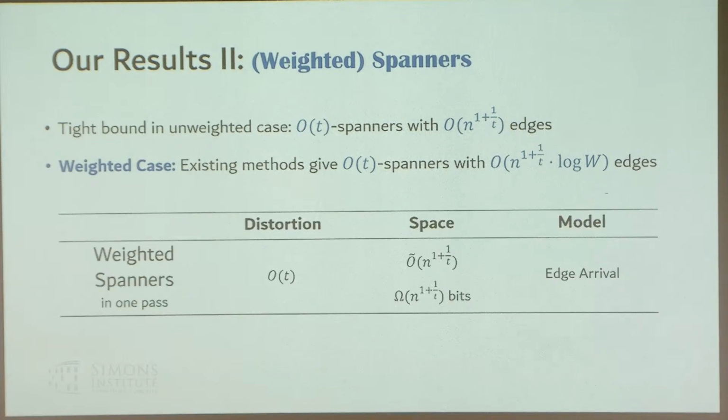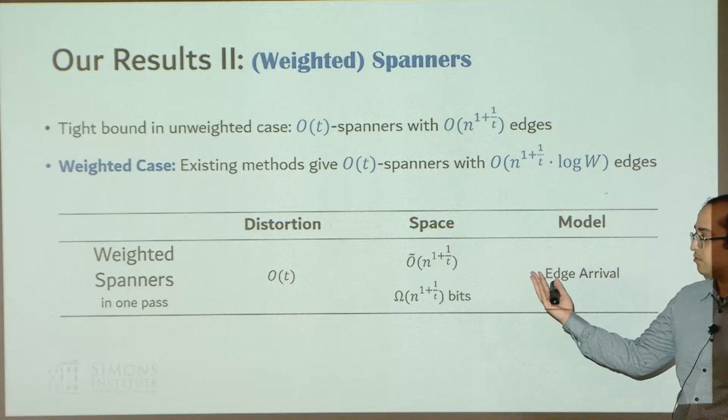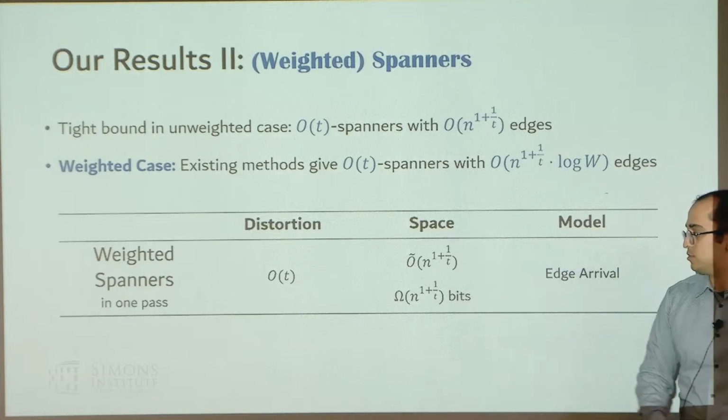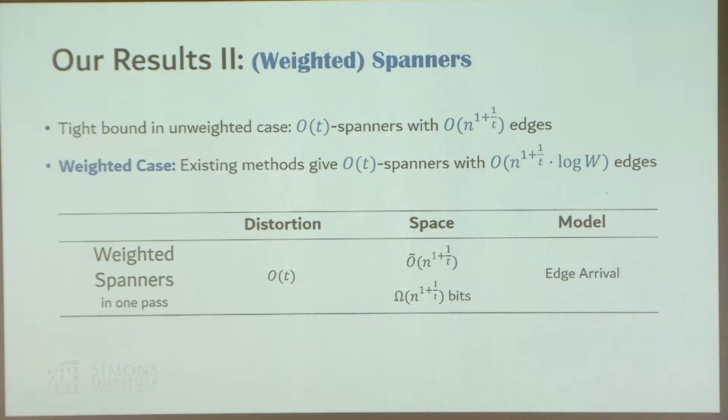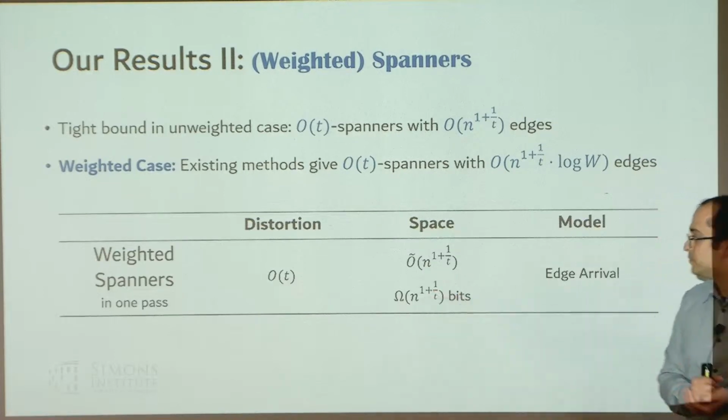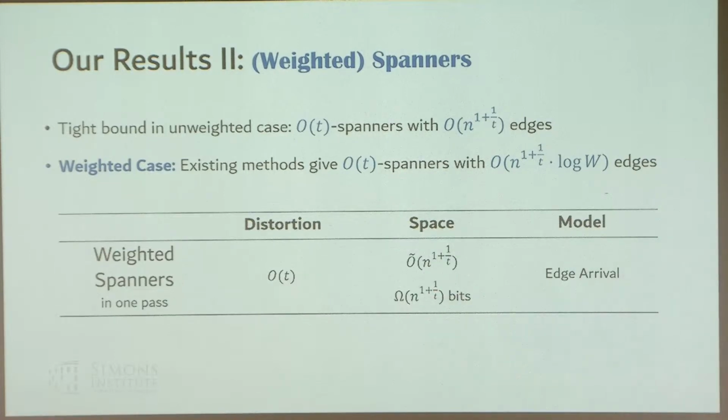To get tight bounds for the connectivity augmentation problem, and for the weighted spanner problem itself, we studied whether we can get rid of this log W factor and replace it with log n. And we show that it's actually possible. We show a one-pass streaming algorithm for weighted spanners with distortion order t, for which the number of edges we need to store is n to the 1 plus 1 over t, or tilde of that. And by the Erdős girth conjecture, this is actually tight. Any spanner should have that many edges.